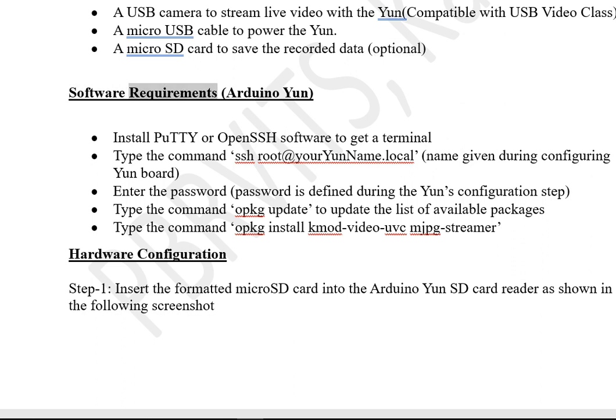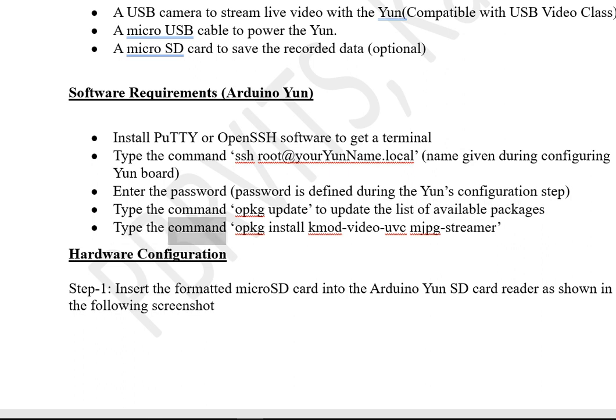Software requirements. Install PuTTY or OpenSSH software to get a terminal. Type the command ssh root@yourname.local, the name given during configuring the board. Enter the password. The password is defined during the configuration step. Type the command opkg update to update the list of available packages.